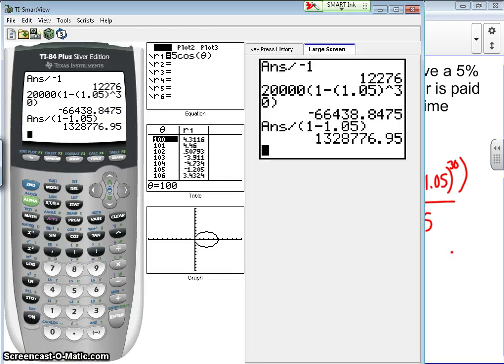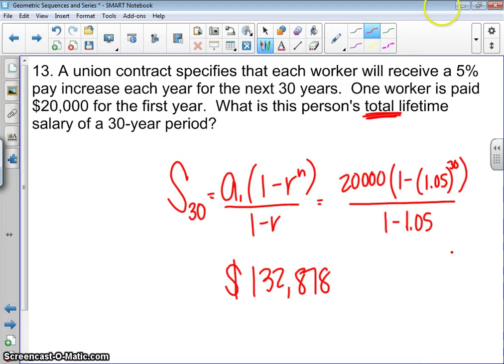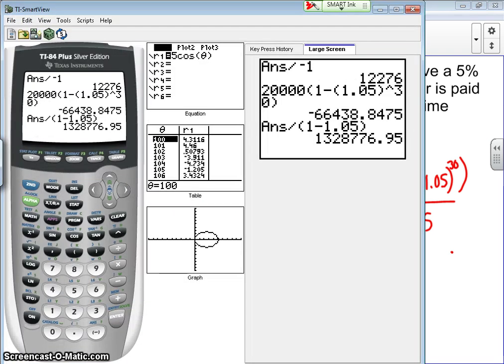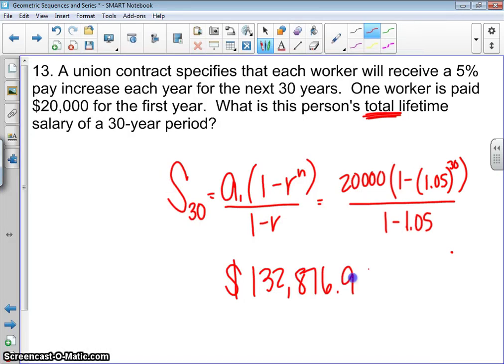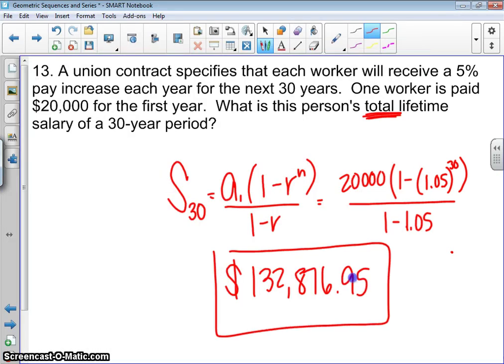$132,878, or actually I would just round this to 132,876. I don't know where I got 8 from. Sorry. So 876, and then I'm going to round that to the nearest cent, so that would be 95 cents. So this would be my total 30-year salary for the time that I worked there, and it's really not that good. But that's how you would do one of these kind of word problems. Make sure you put the 1.05 in for r.